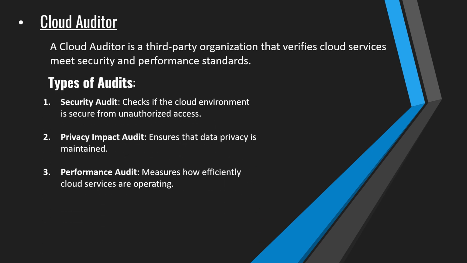There are three types of audits: security audit, privacy impact audit, and performance audit. Audits cover everything from security to privacy, making sure the cloud provider complies with regulations and delivers reliable performance. A security audit checks if the cloud environment is secure from unauthorized access. A privacy impact audit ensures that data privacy is maintained. A performance audit measures how efficiently cloud services are operating, whether it's running smoothly or not.